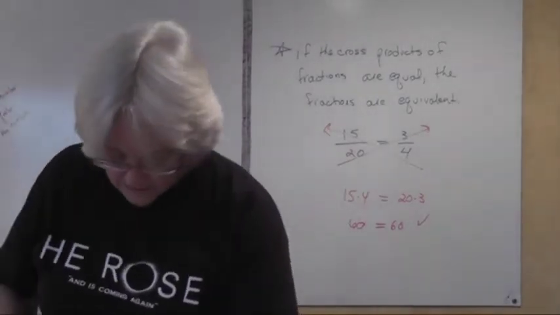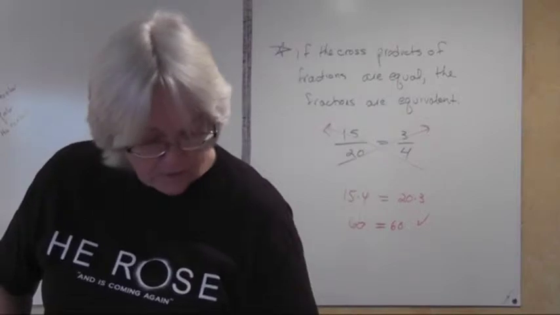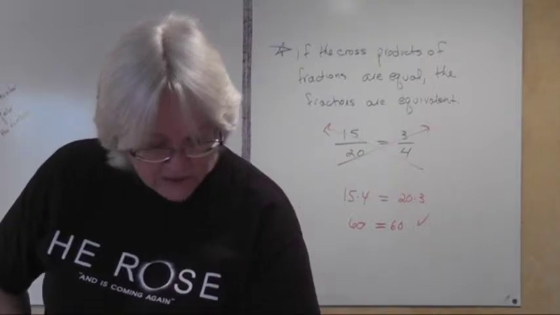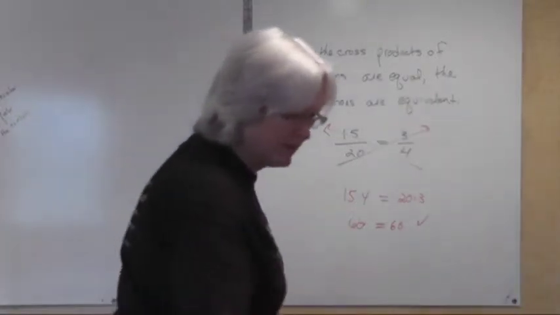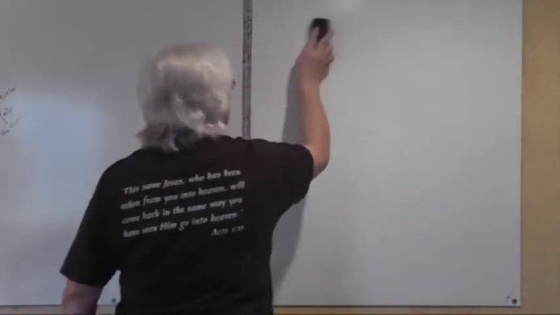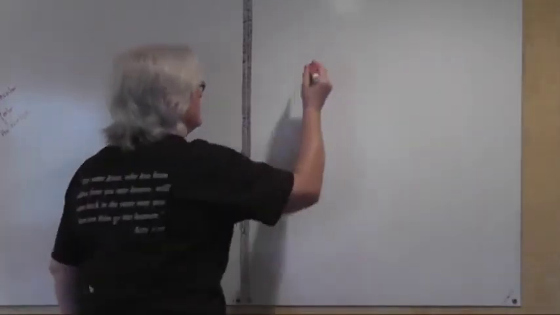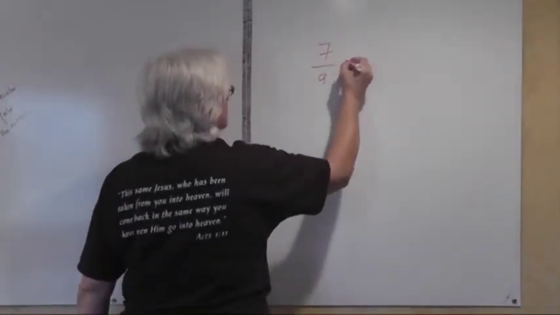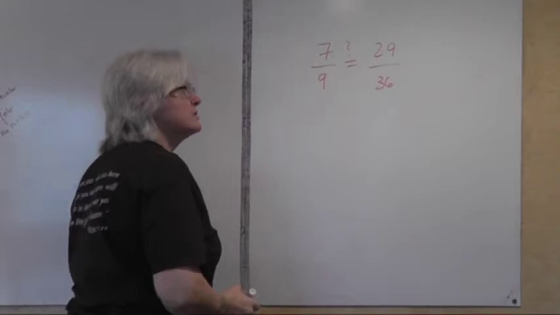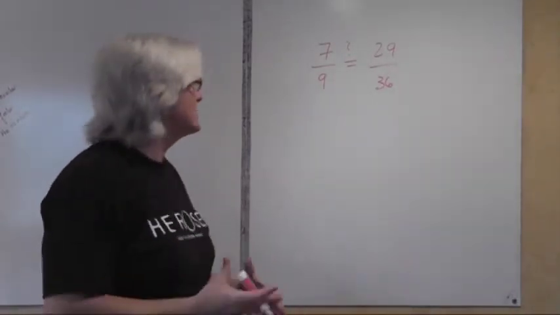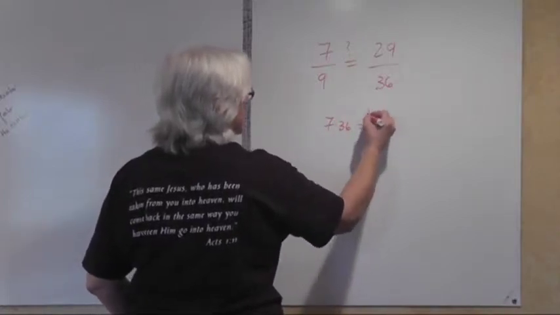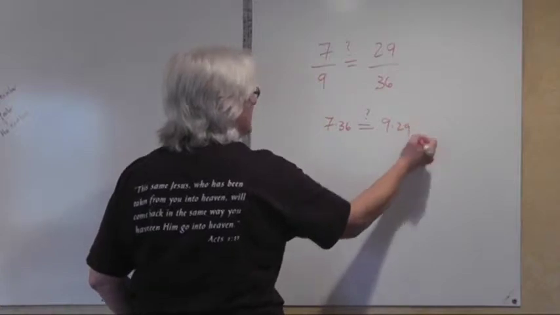Let's go ahead and look at page 177 in our book. Use cross products to decide whether 7/9 and 29/36 are equivalent. 7/9, 29/36. Are those two equivalent? Well, let's check our cross products. 7 times 36, is that equal to 9 times 29?